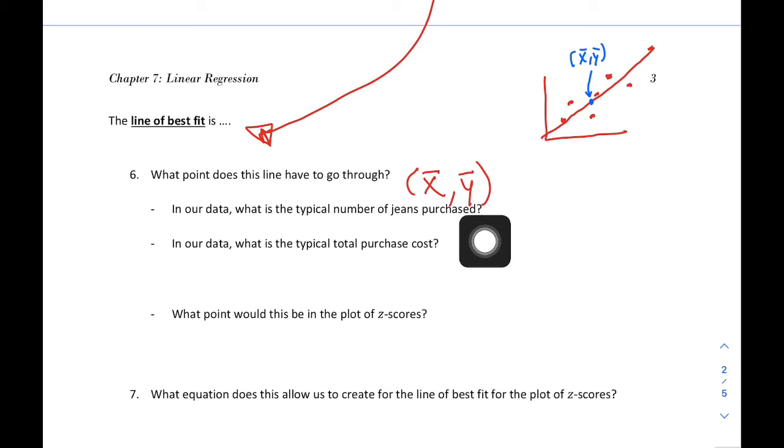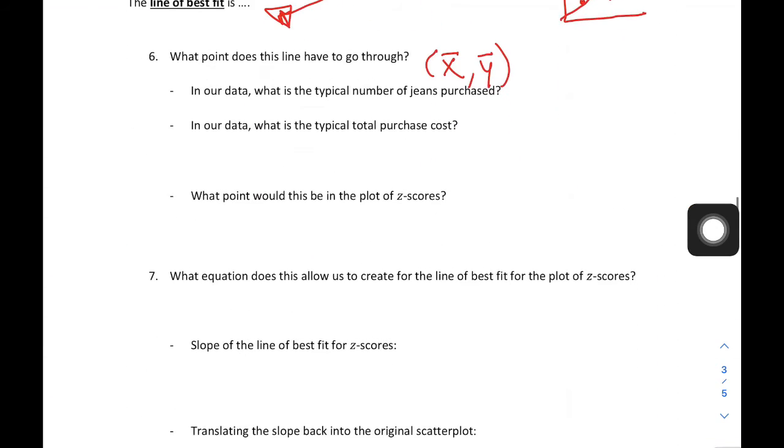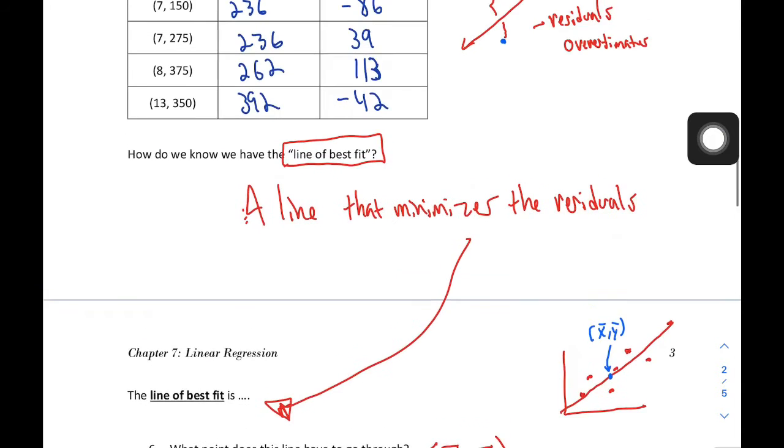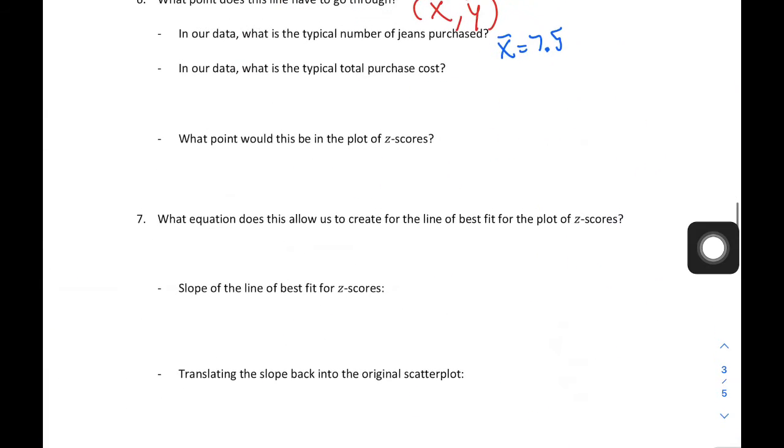So in our data, what is the typical number of genes purchased? For this, guys, I'm actually just going to take the average of all my x coordinates. So 4, 6, 7, 7, 8, 13. And that is 7.5. And then what is the typical total purchase cost? Again, I'm just going to take the average of my y coordinates. So if I did 125 plus 200 and so on, divided by 6, we would find that the typical cost is, say, 245.83.